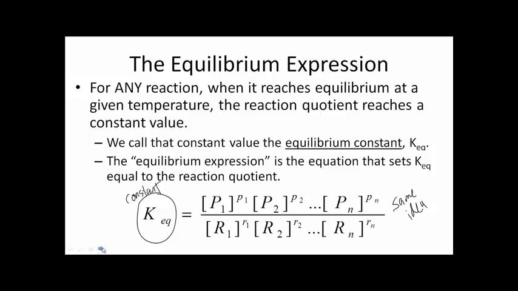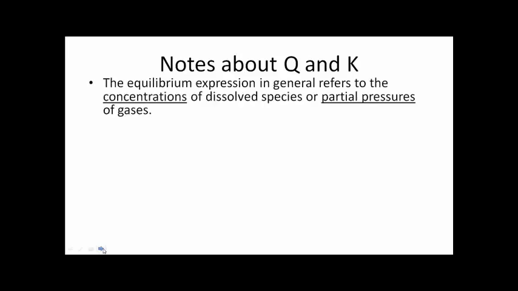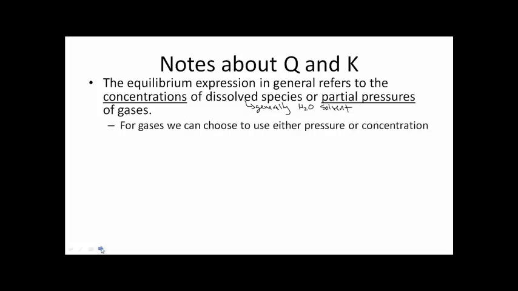Okay. So, notes about Q and K. Equilibrium expressions in general refer to concentrations of dissolved species, and I'm going to put generally H2O as the solvent, or partial pressures of gases. The both good and bad thing about gases is that we can use partial pressures or concentration, which gives us more variations, but it's nice to have options.